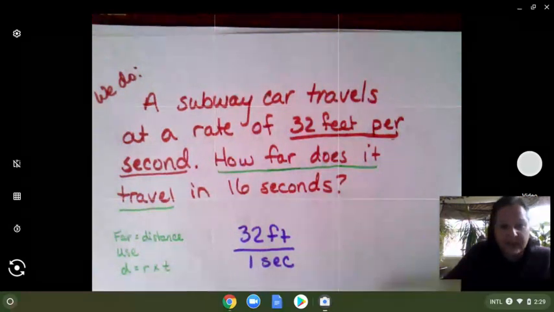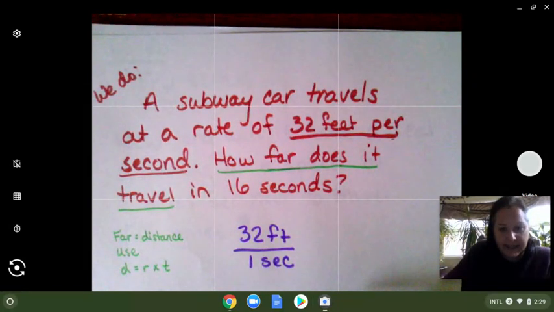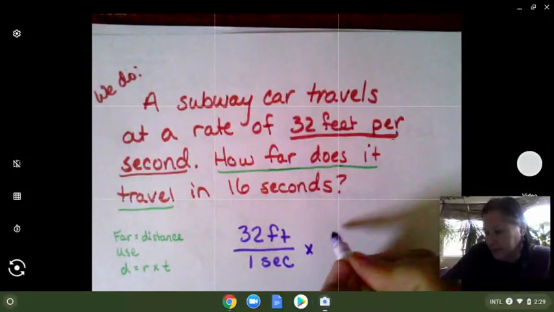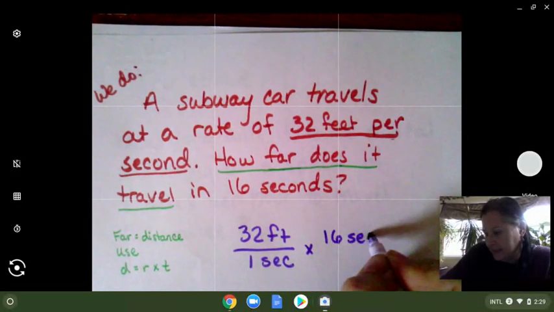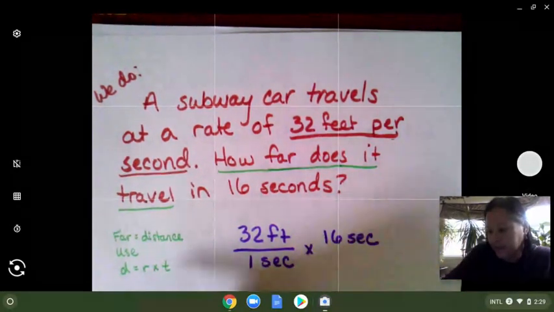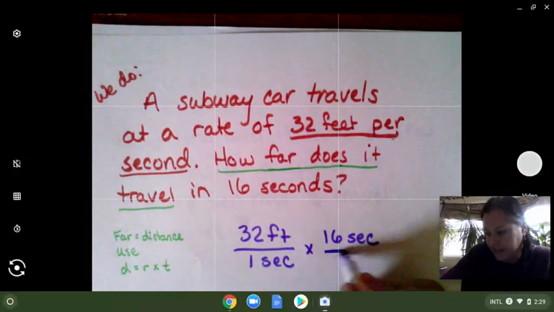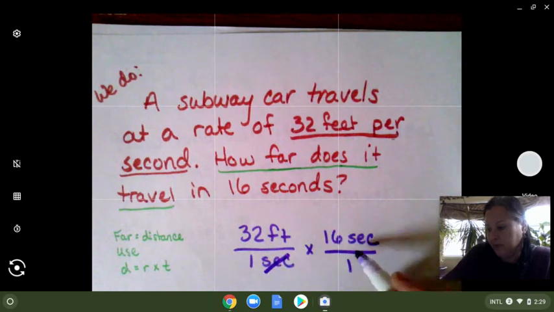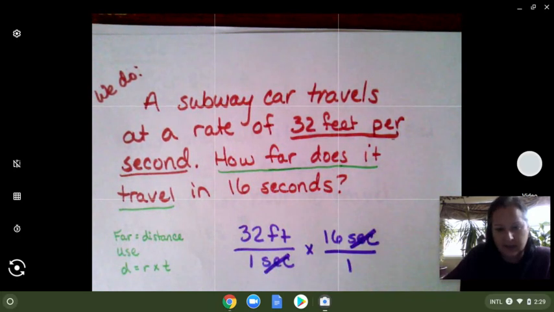And how far does it travel in 16 seconds? So we need to multiply times 16 seconds. And we want a distance, so we're going to want feet at the end. So we're going to put that 16 over 1. That's going to help us simplify out the seconds, so you don't have that.